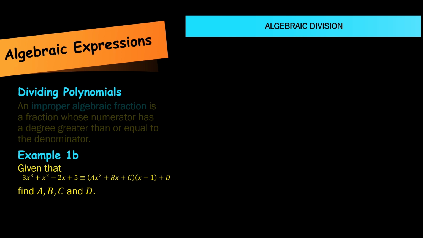You will probably notice that the function and the divisor are the same as those in part A. However, we're going to use a different method in order to find these constants. So let's solve this.